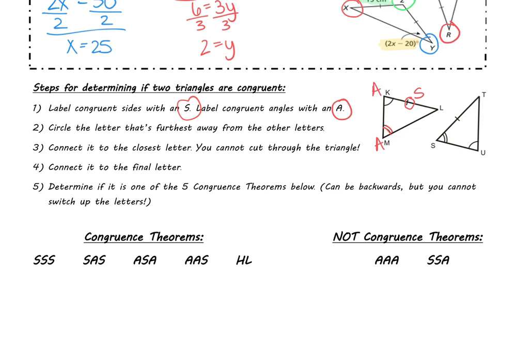Now you want to double check, make sure it's the same for both triangles. So we're going to go ahead and do the other one as well. We have a side here, we have an angle here, and we have an angle here. So you're literally just labeling the markings that they gave you.